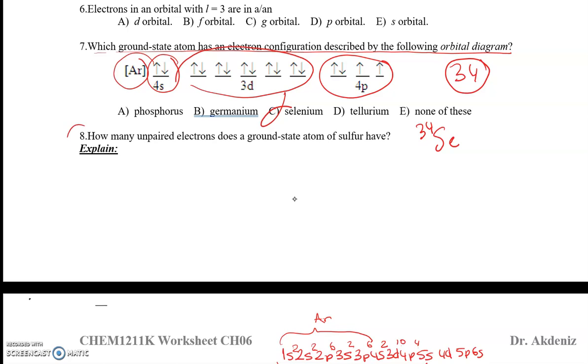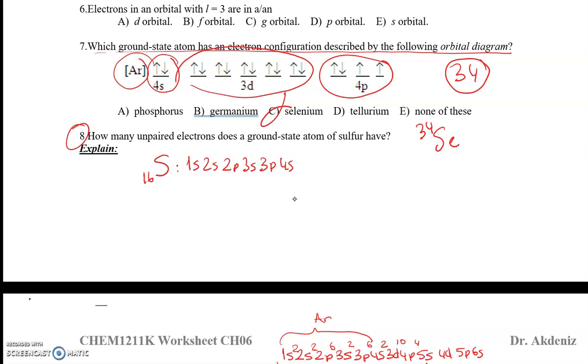Okay, so let's do question number 8. Question 8 is asking how many unpaired electrons does a ground state atom of sulfur have? Sulfur is S. Looking at the periodic table, it has 16 electrons and 16 protons. So what I'm going to do is write down the configuration: 1s, 2s, 2p, 3s, 3p. I think that's going to be enough. So we have 16 electrons in here.